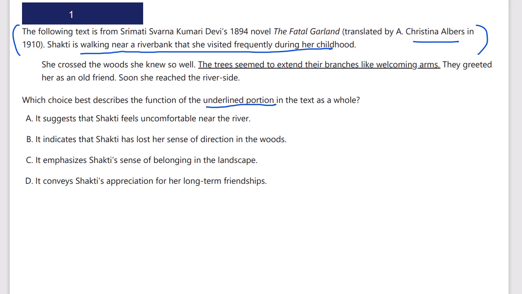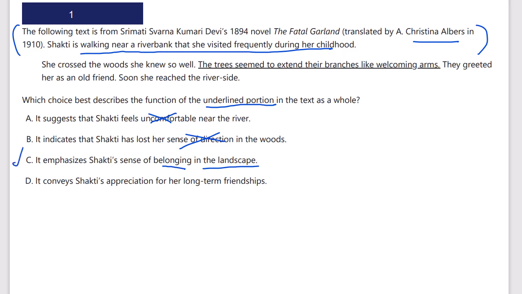To welcome. It's showing a very sort of familiar, comfortable environment that's welcoming for her. So it suggests that Shakti feels uncomfortable. No, that's not correct. That's the opposite of the idea. It indicates that Shakti has lost her sense of direction. Nope, she's not lost. That's not the idea either. It emphasizes Shakti's sense of belonging in the landscape. Yeah, it reaches out for her, welcomes her. She belongs there. That looks pretty good.